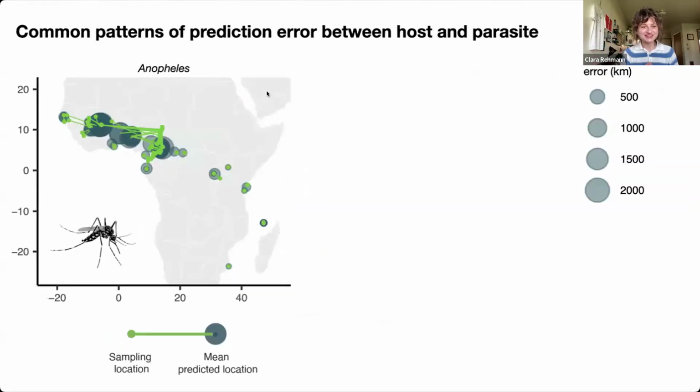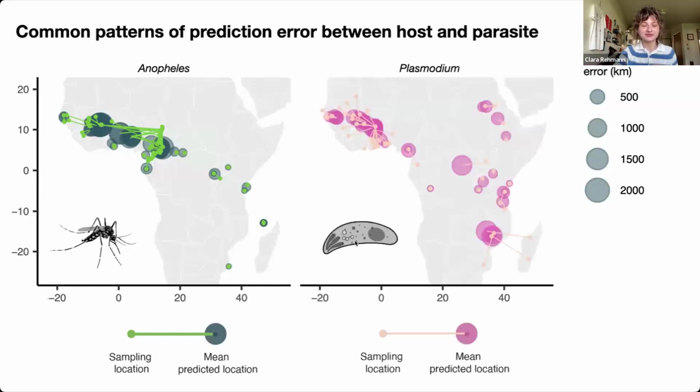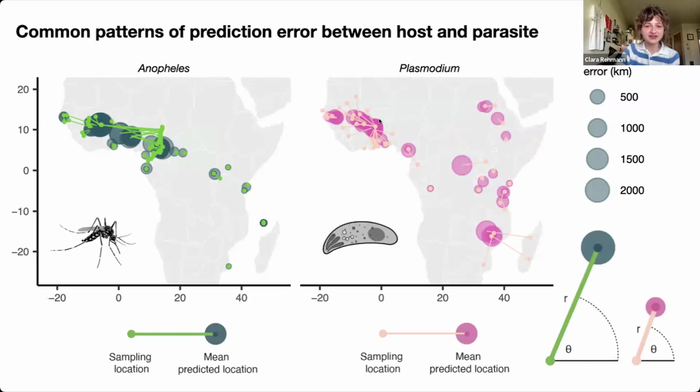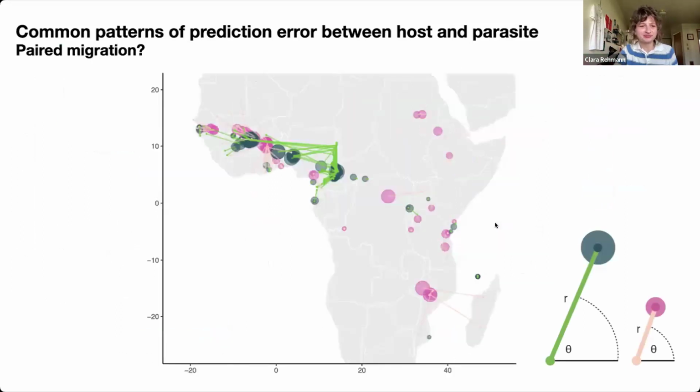That data set has gotten bigger since that paper, and we still see these really big prediction errors, particularly in West Africa. So here I'm showing you true sampling locations in green, connected to mean predicted location in blue. And when we apply locator to Plasmodium falciparum, the malaria parasite, we see similar error patterns, these really big errors in West Africa. And in fact, if we pair spatially proximate samples across the two data sets, we see that the error vectors are correlated, which is kind of exciting. So what's happening here? Why are we getting similar error patterns between the two species?